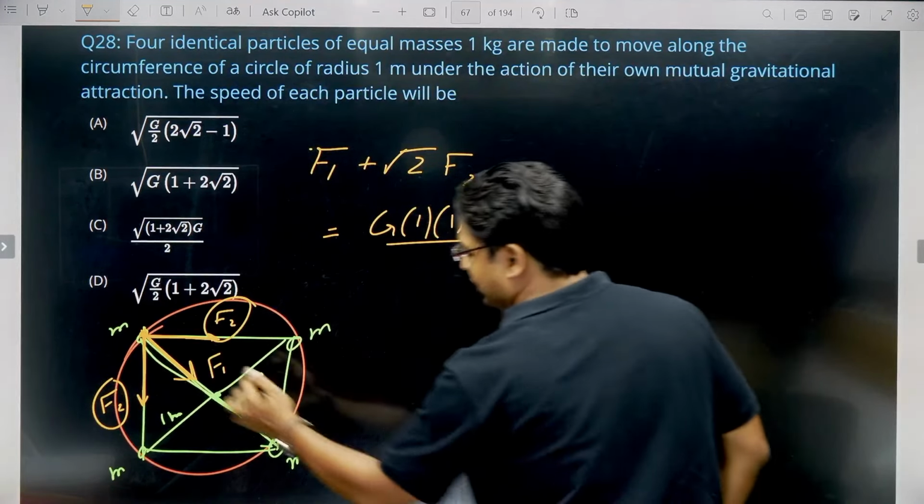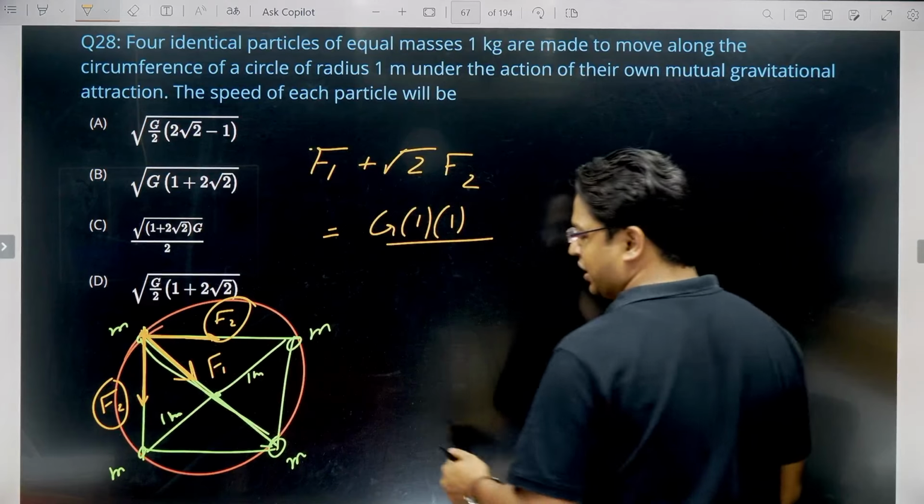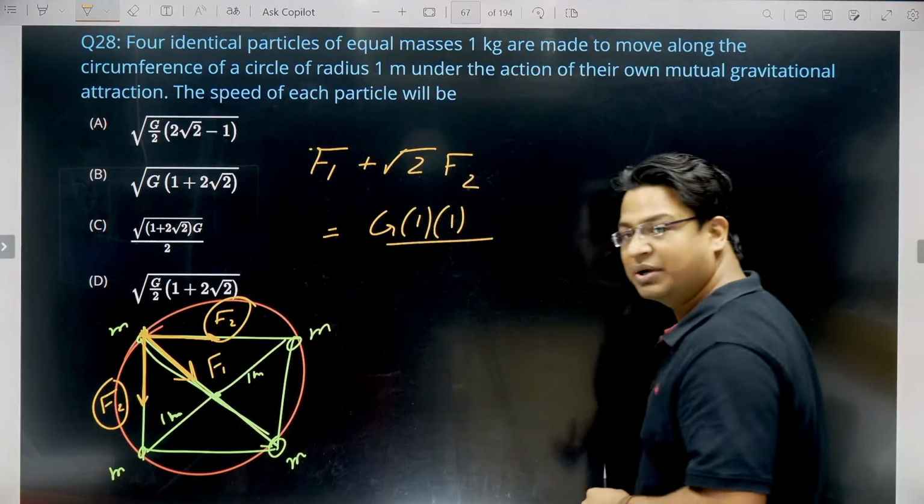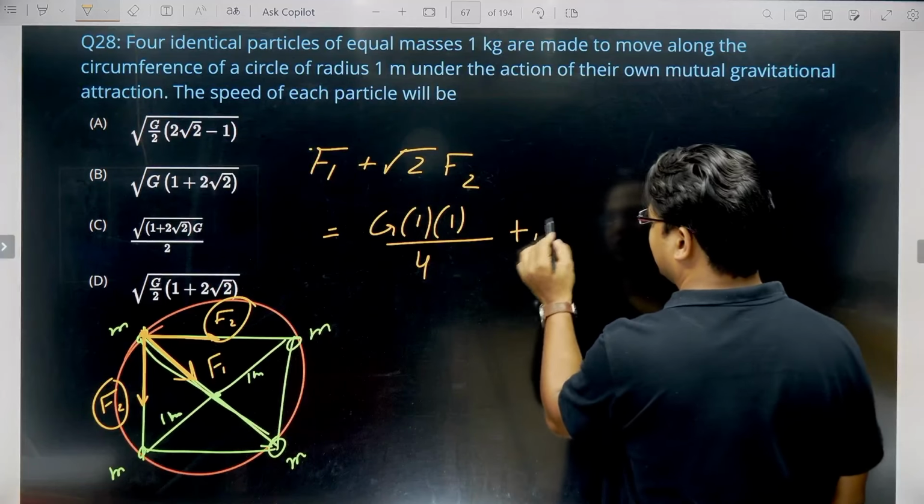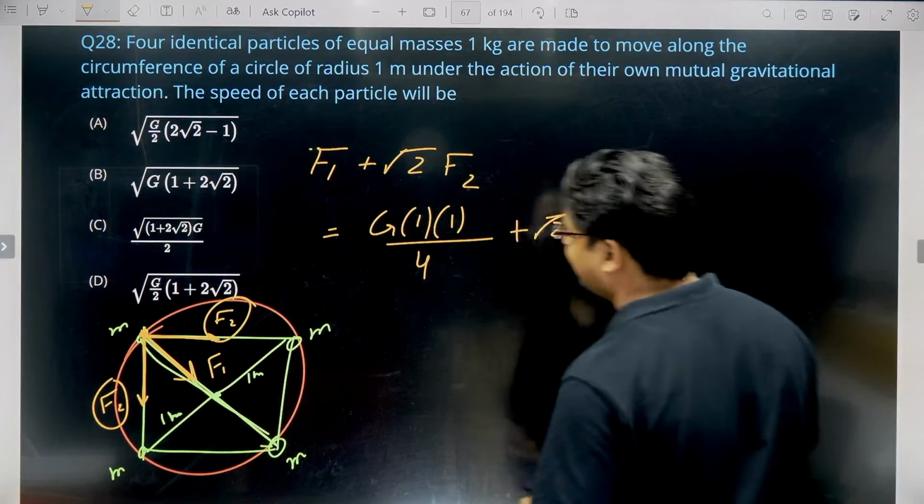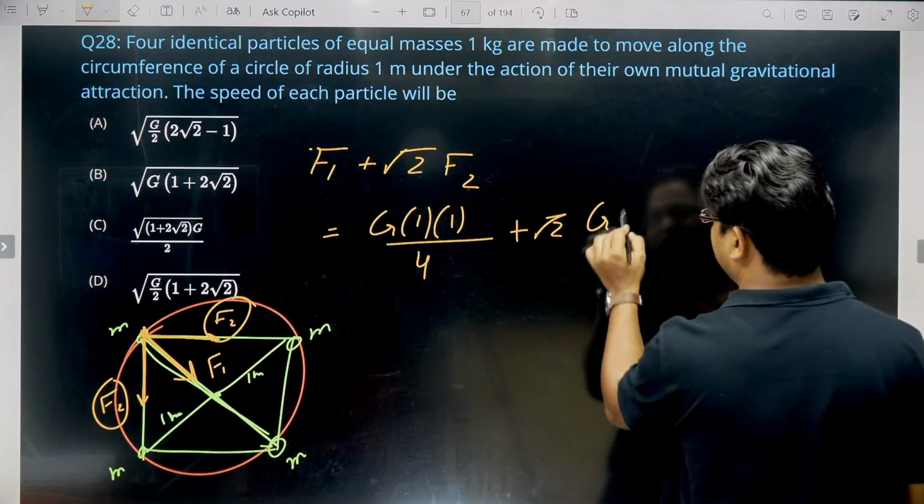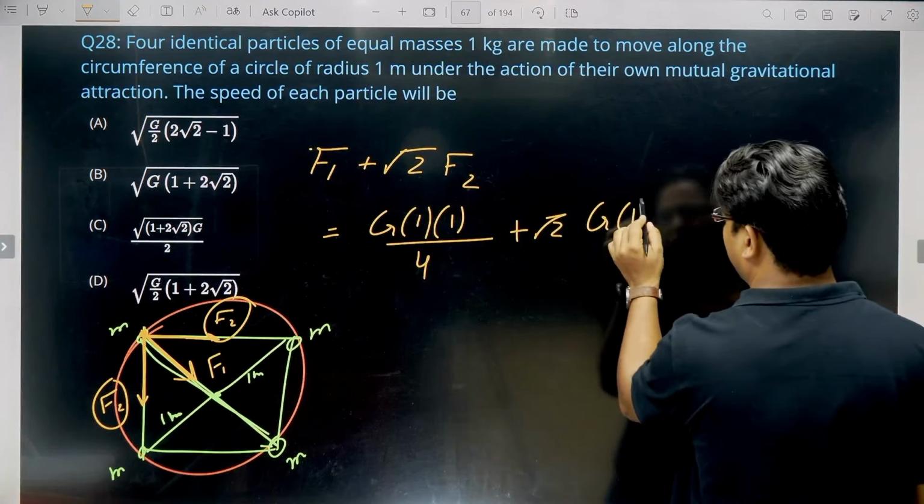So I'm doing the same thing. G m1 m2 divided by the distance between these two, which will become 2 meter, because the radius is 1, so the diameter will become 2. So 2 square, I'm writing a 4 here. Then root 2, and then F2 will be written as again G into m1 into m2. And then how about this distance? If this is 1, this is 1, this angle will be 90 degrees, so this will become root 2. So root 2 square will become 2.